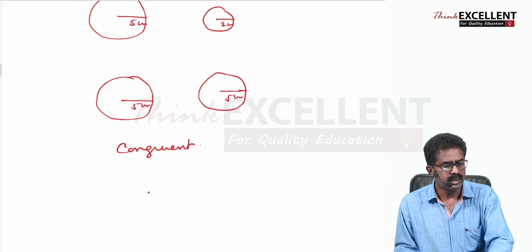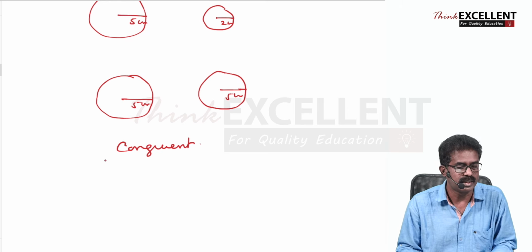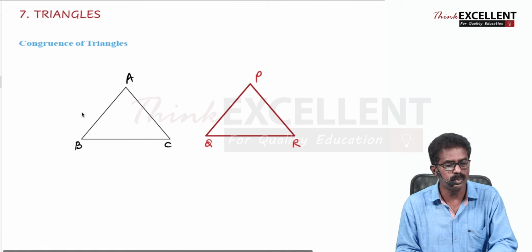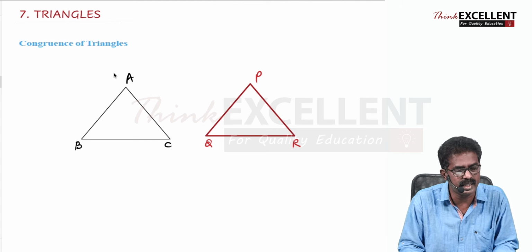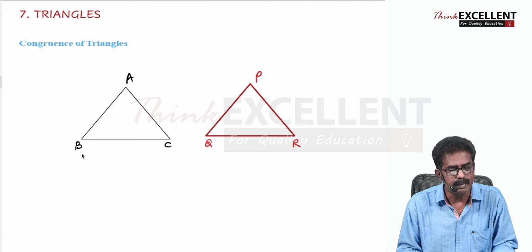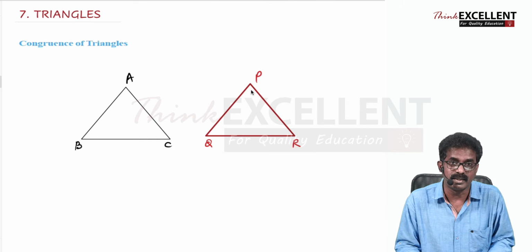Then if 2 triangles are congruent, what can you say? So we are going to study in detail about congruent triangles. So, congruence of triangles. See, I have taken 2 triangles here. ABC is one triangle and PQR is another triangle.